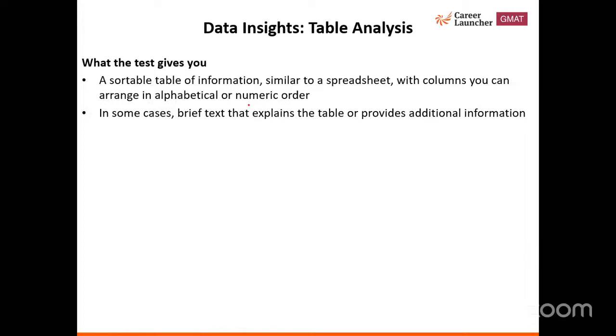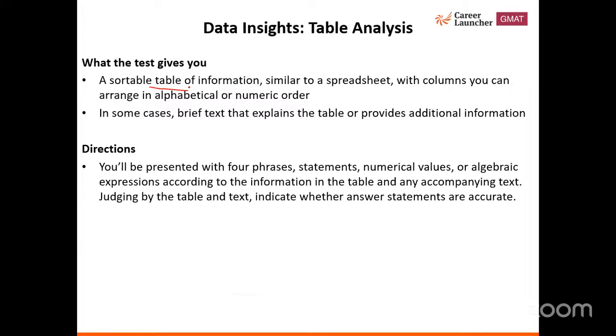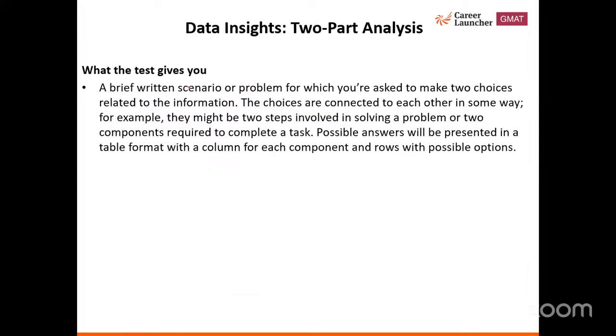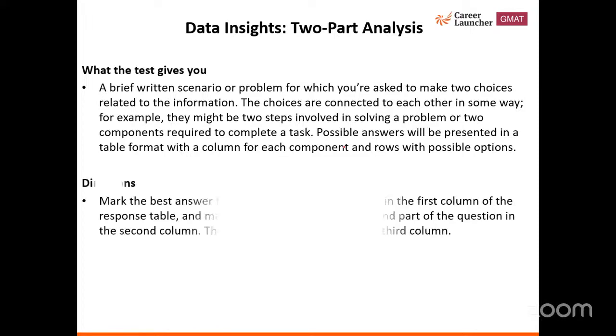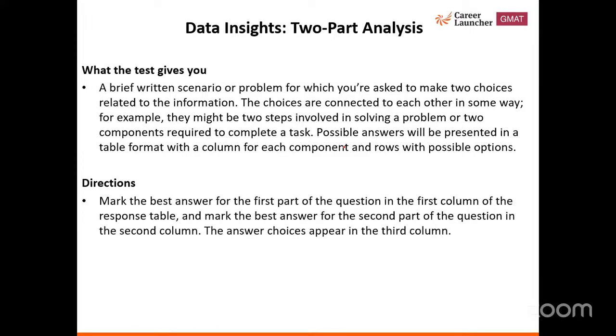Next is table analysis. As the name suggests, a sortable table is presented, which can have a lot of different types of information. And then there will be questions based on that. So you'll have to select the one which you think is the most logical one. A two-part analysis, basically, as the name suggests, has two parts which could be related in some way, and then the answer choices are presented in the third column. So you'll have to select one for each of the first two columns here.